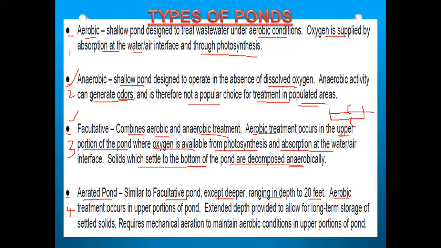Here, the aerobic treatment occurs in the upper portions of the pond, and extended depth is provided to allow long-term storage of the settled solids. So whenever we require the solids to settle for a long term, the aerated pond process is used. It requires mechanical aeration to maintain aerobic conditions in the upper portions of the pond. So these are the four types of ponds we use as oxidation ponds in the secondary treatment process, right?